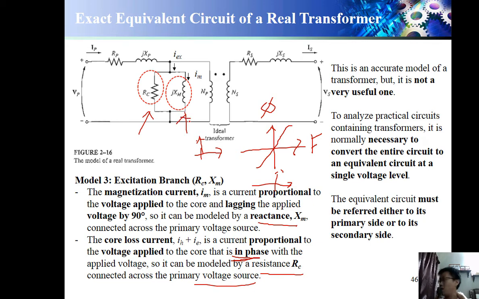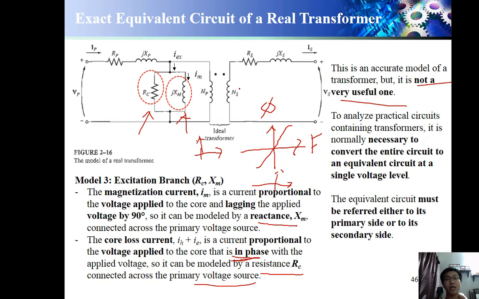Okay, that's why we have two things in the excitation branch. One is RC, one is XM. RC is to cope with the IH and IE. XM is to cope with the magnetizing current. So this is an accurate model of a transformer, but it is not a very useful one.